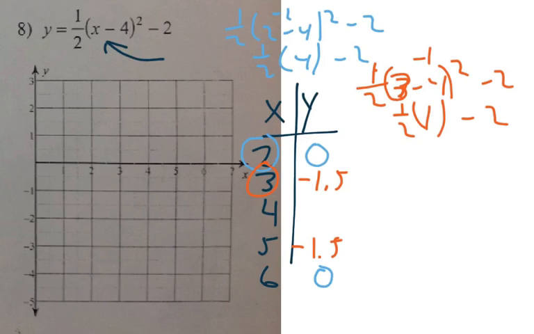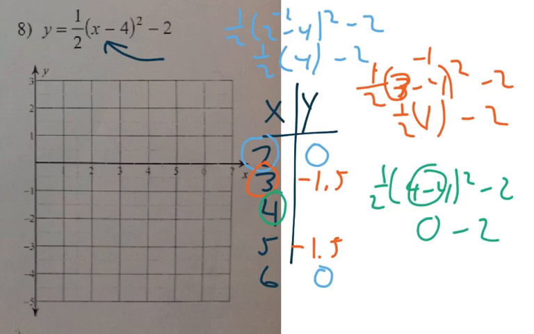Now, guys, all I need is my vertex. I'll do that in green. 1/2 of 4 minus 4 squared minus 2. Hey, that's 0. Half of 0 and 0 squared is still 0. Minus 2 is negative 2. So I'm ready to graph. 2, 0. 3, negative 1.5. 4, negative 2. 5, negative 1.5. 6 is 0. Here is my graph. So pause the video one last time, guys.